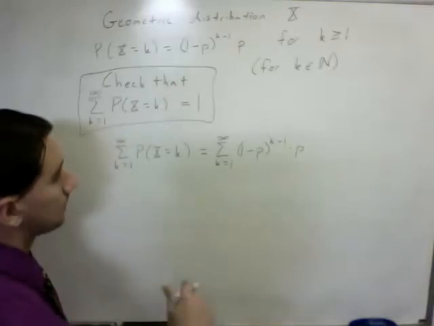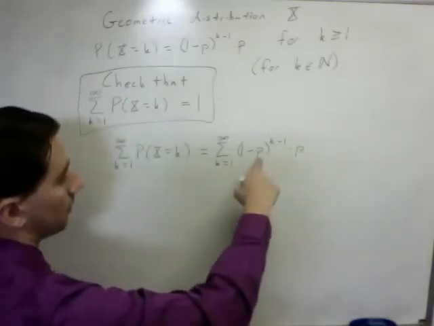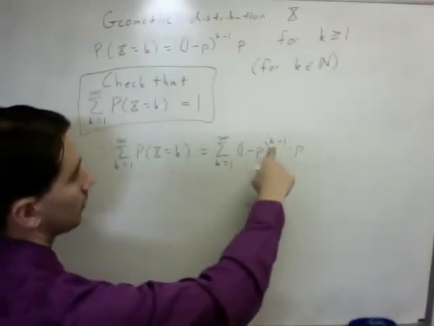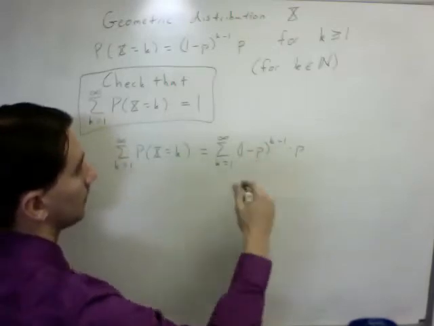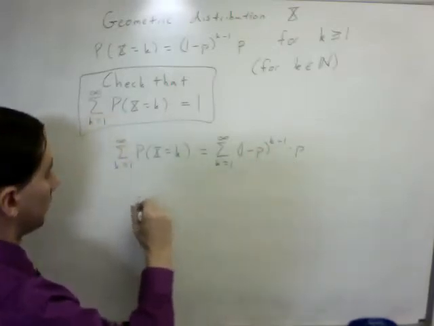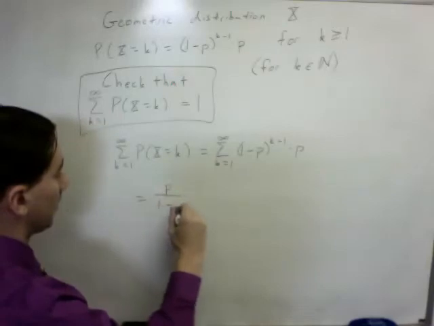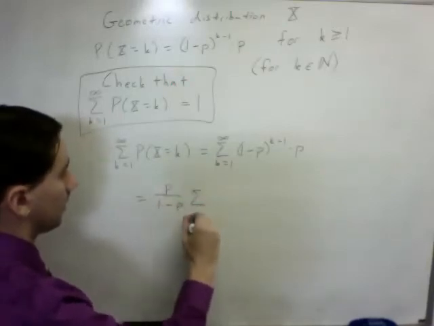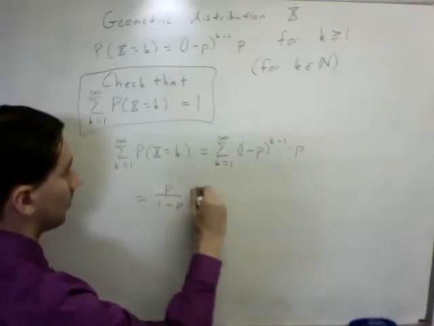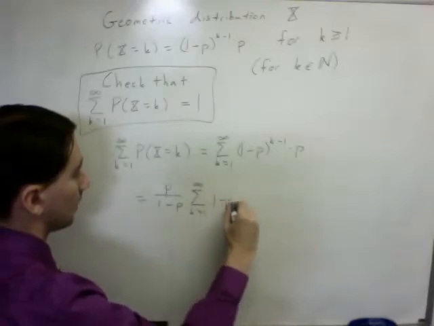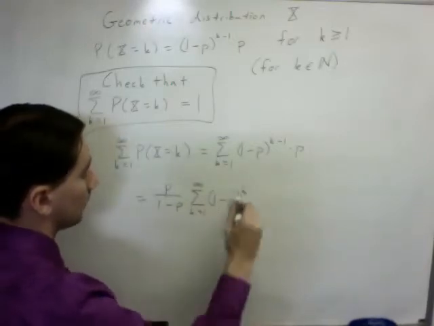Okay, there's only one part of this that depends on k. So we have a 1 minus p to the minus 1 and a p. We can pull that out. So we have a p divided by 1 minus p times the sum k equals 1 to infinity of 1 minus p to the k.